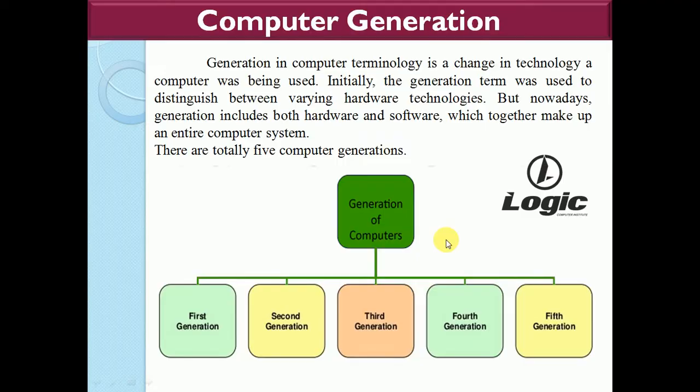In this section we'll learn about computer generations. Generation in computer terminology is a change in the technology a computer was being used. Initially, the computer generation term was used to distinguish between various hardware technologies. But nowadays, generation includes both hardware and software, which together make up an entire computer system. There are totally 5 computer generations. These are first generation, second generation, third generation, fourth generation, and fifth generation.